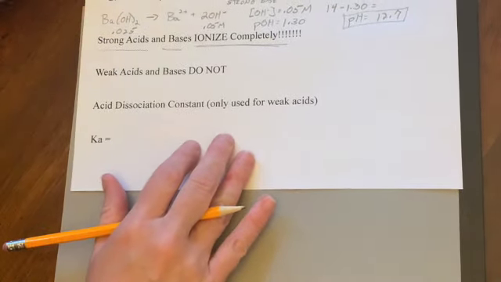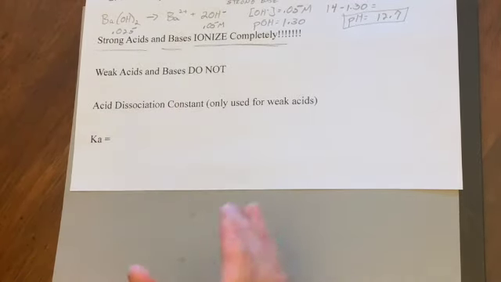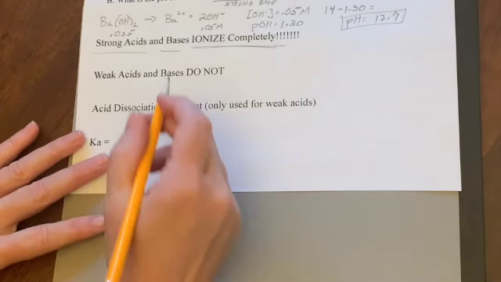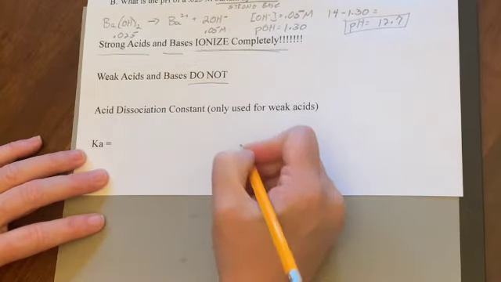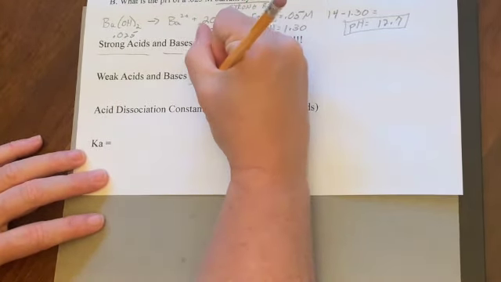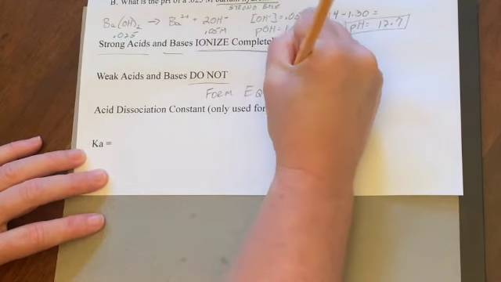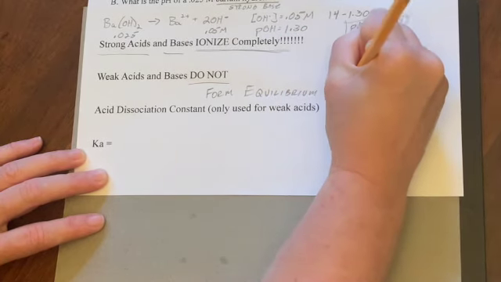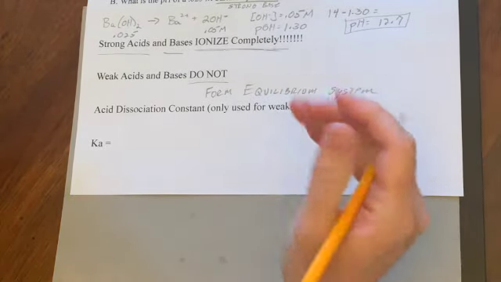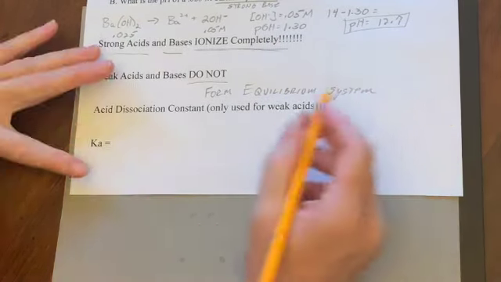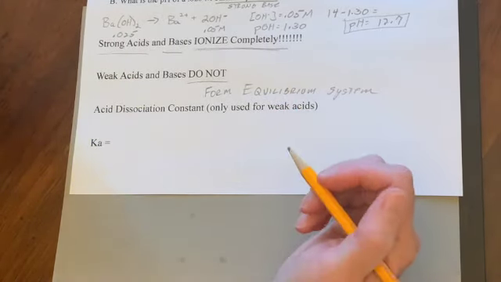Today, we're going to be focused on weak acids and bases. Weak acids and bases do not ionize completely. While strong acids and bases ionize completely, weak acids and bases do not. Instead, they form an equilibrium situation. Because of that, we have what is known as the acid dissociation constant. It's only used for weak acids, and it is very, very similar to our Keq.